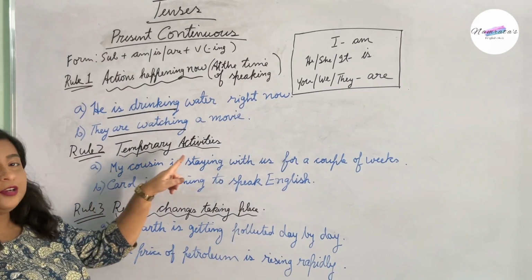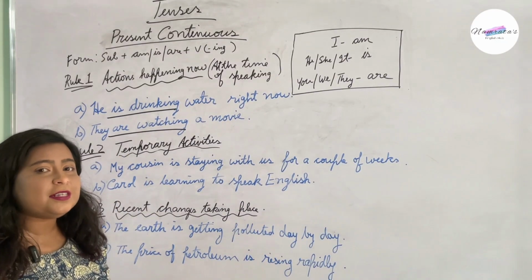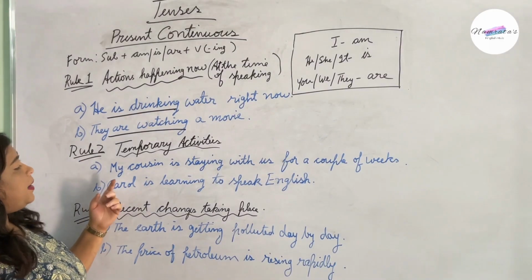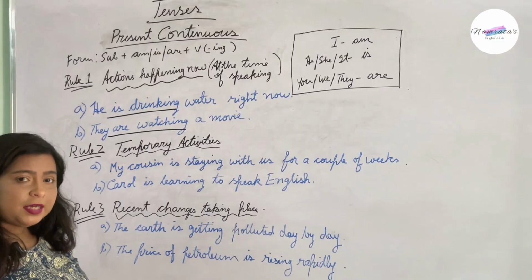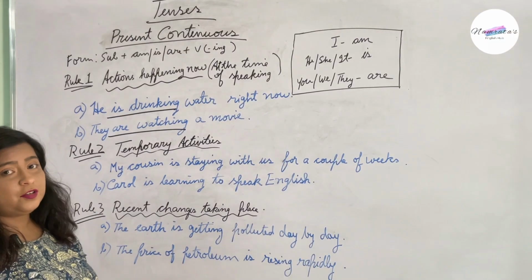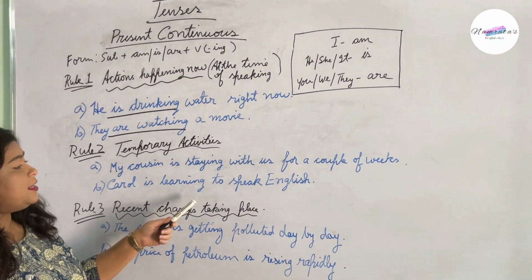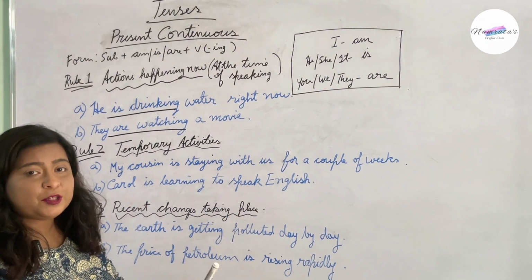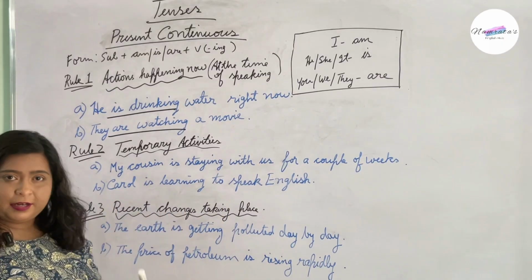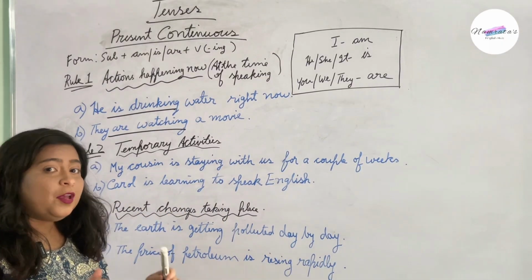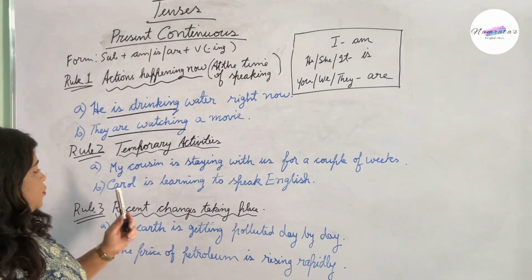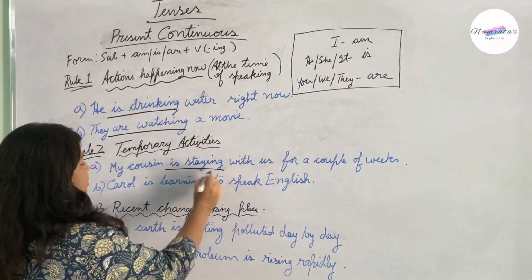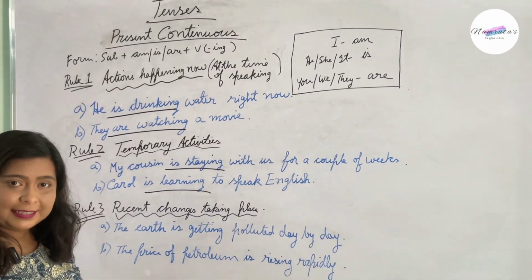Next rule is temporary activities. Temporary activities, what does it mean? Something that gets over, something that is not permanent. My cousin is staying with us for a couple of weeks. So, my cousin will go away after a couple of weeks. Carol is learning to speak English. Not necessarily Carol is sitting now and learning English, but in Carol's life, this is taking place right now. But a time will come when her learning will get over. So, Carol is learning to speak English. This is temporary activity and we are using present continuous tense.